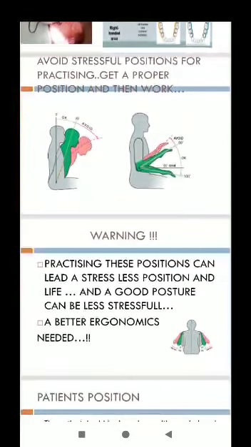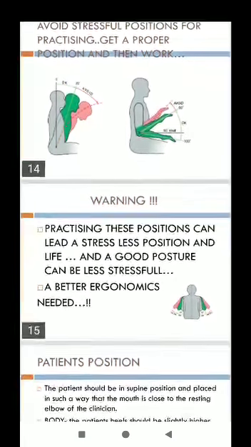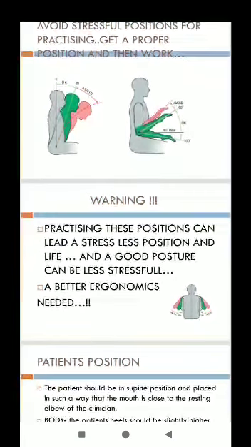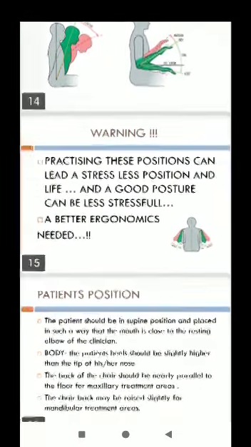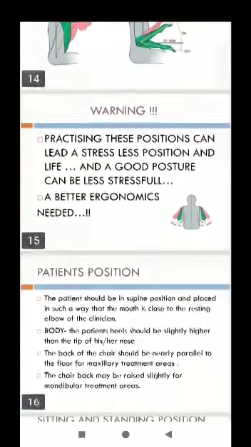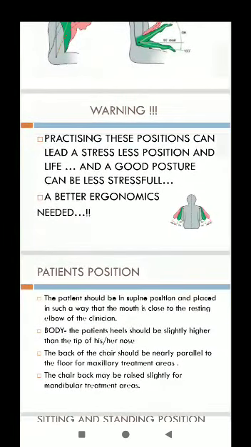So practicing this position can lead to a stressless posture and life, and a good posture can be less stressful, and better ergonomics is needed. Here, ergonomics is the proper chair position which we are talking about.